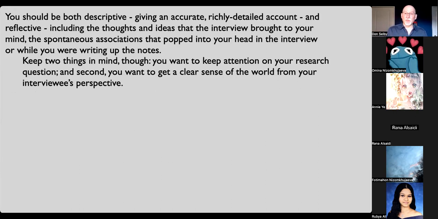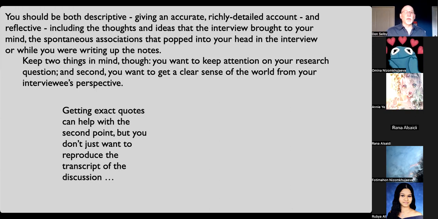But you have to keep a couple of things in mind beyond that. You want to keep attention on your research question. This is going to become important again later on. And second, you want to get a clear sense of the world from your interviewee's perspective. That's the thing that we're trying to learn about. What does the world look like to my interviewee? What's important to my interviewee? What explains my interviewee's actions, decisions, priorities in life, likes, dislikes, whatever the case may be, whatever's relevant. That's the other thing.